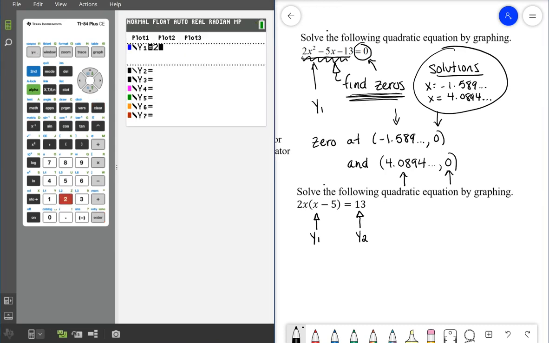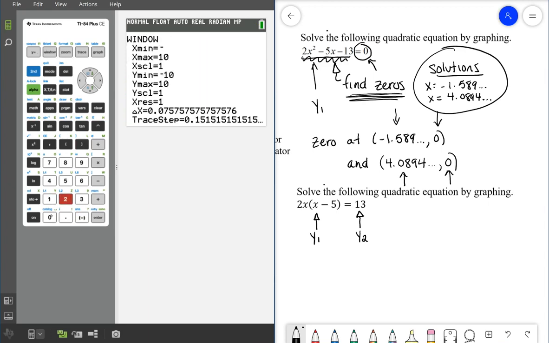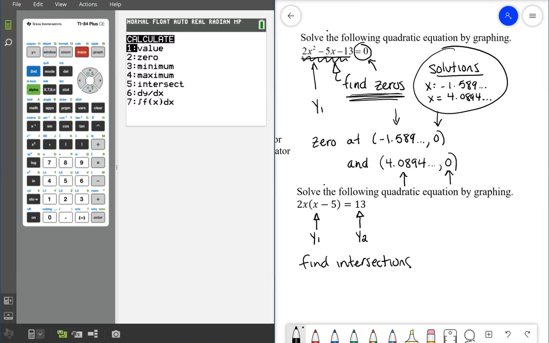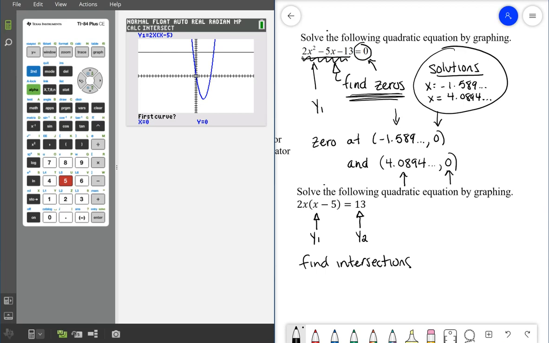We're going to have 2x multiplied by x minus 5, and in y2, we have 13. I'm just going to expand my window a little bit here, just so I can see that line at 13. There we go, and there are my 2 intersection points. In this case, what I'm finding is the intersections. On the TI calculator, you hit second trace, and intersect, I believe, is number 5. You take your cursor somewhere close to one of the intersection points, you hit enter 3 times, and it'll find your intersection point.